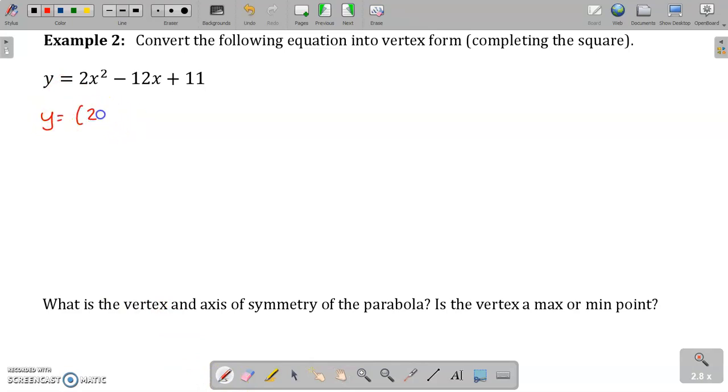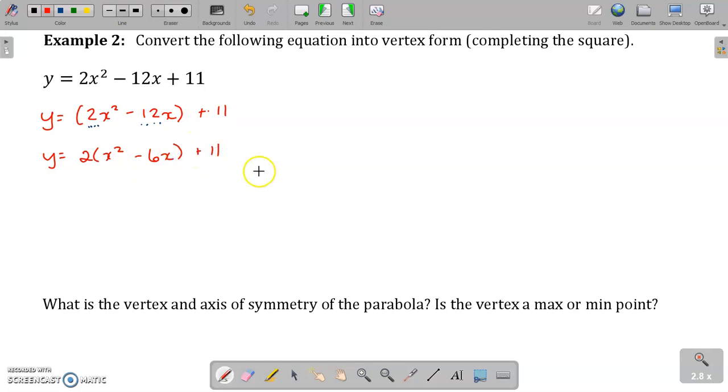So here, following the same steps, put brackets around the first two terms. And then the step we didn't have to do before, which is step 2, is we factor out the number that's in front of the x squared term, which is 2. But that means we have to factor it out of both terms inside the brackets. And that's going to be our a value. So here we're left with x squared, and here we would be left with negative 6x, and then plus 11.